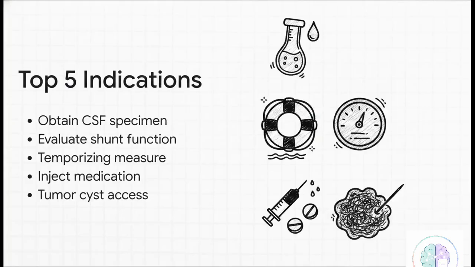Look, every single time you breach that shunt system, you introduce an infection risk, so it's never something you do lightly. The source material neatly categorizes the valid clinical indications into these 5 distinct pillars: getting a CSF specimen, evaluating function, using it as a temporary rescue for a distally occluded shunt, injecting medication directly into the CNS, and managing tumor cyst catheters. Let's dig into these a bit more.